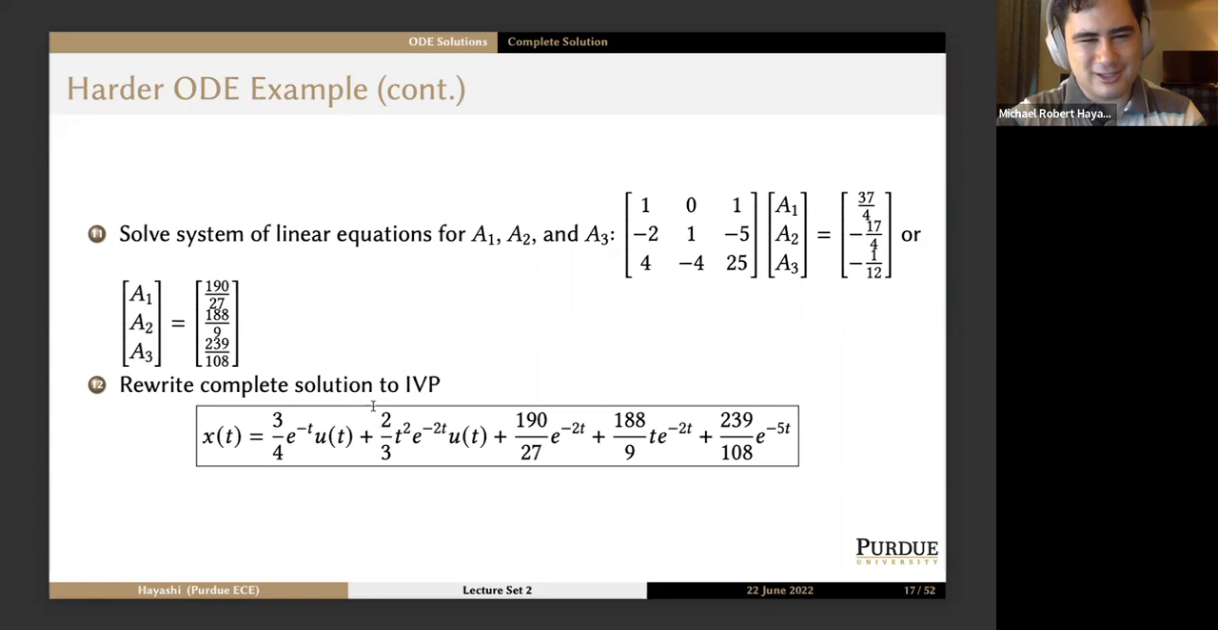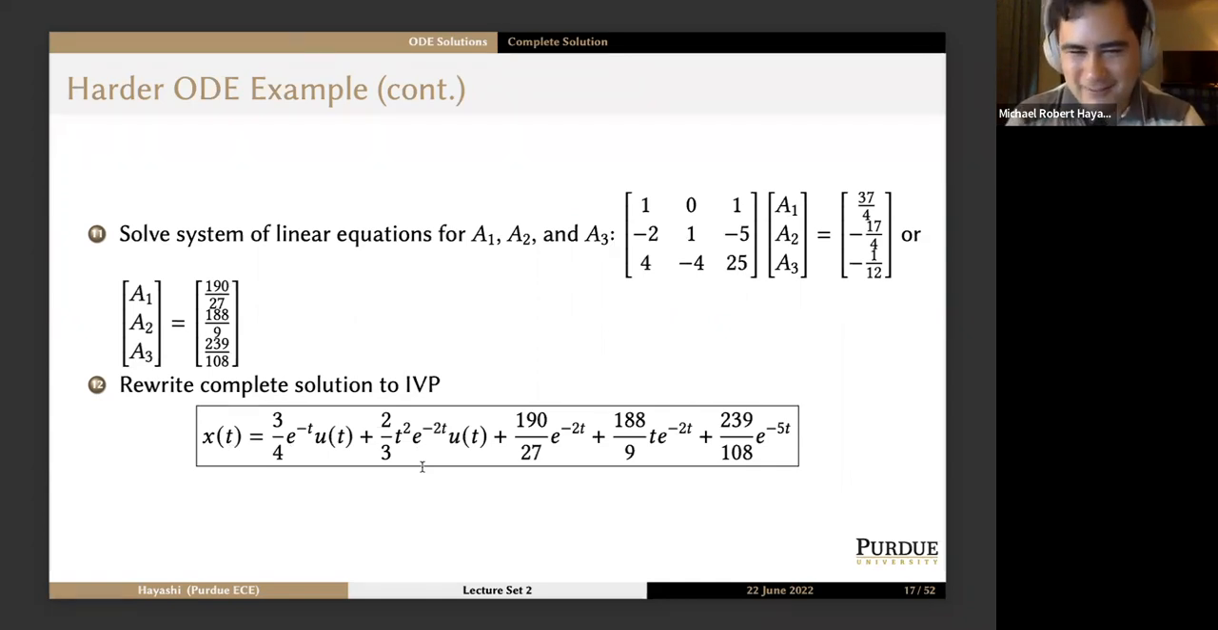And now we can matrix solve this system of linear equations and get a1, a2, and a3 such that we write the complete solution to the initial value problem as x of t is equal to 3/4 e to the negative t u of t plus 2/3 t squared e to the minus 2t u of t plus 190 over 27 e to the minus 2t plus 188 over 9 t e to the minus 2t plus 239 over 108 e to the minus 5t. And lo and behold, we are finally done.